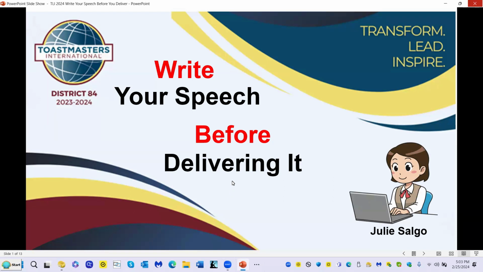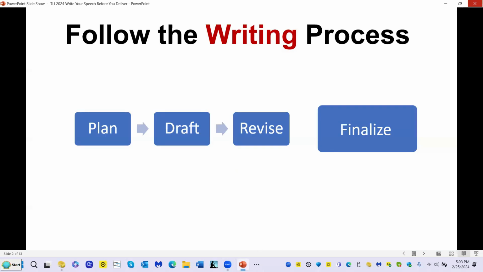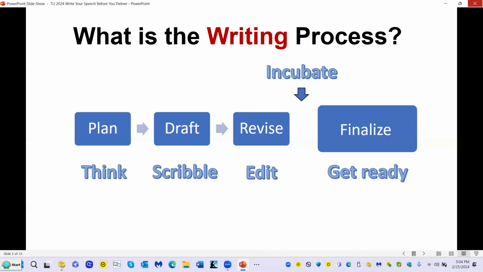And this is what I'm going to share with you, how to write your speech. Following the writing process is my advice. The writing process that I used to teach actually has 4 elements: plan, draft, revise, and finalize. Now you see there are arrows between the plan, draft, and revise, and there is no arrow between the revise and finalize. Why? Because you have to keep a little break in between the two.